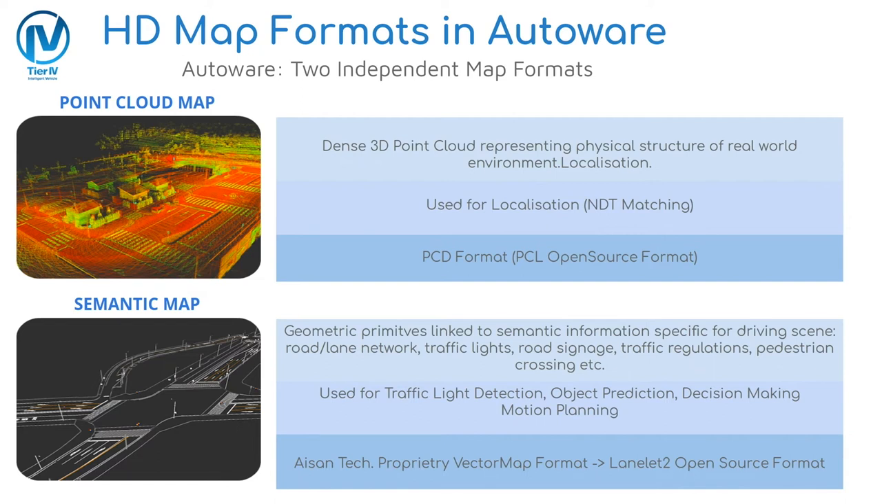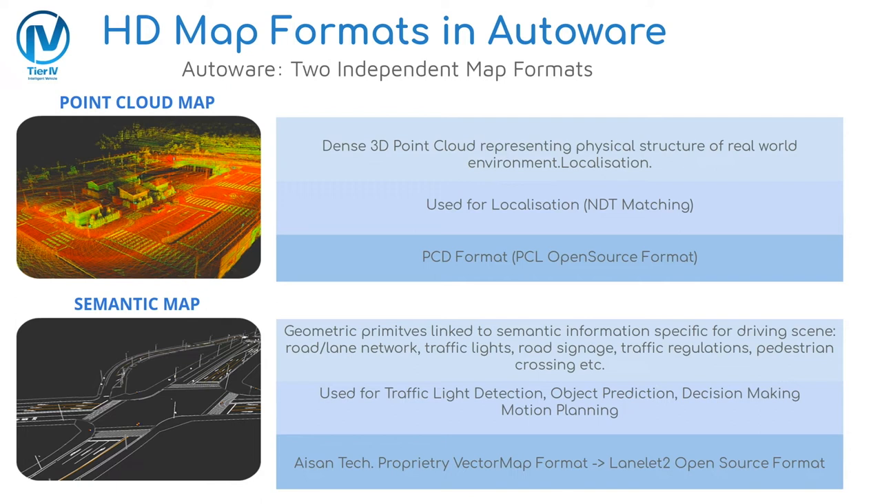So as I mentioned, the two types of HD maps used in Autoware are point cloud maps and semantic maps. Point cloud maps are dense 3D point clouds representing the physical structure of the real-world environment. They are used in Autoware exclusively for localization, specifically the matching of current LiDAR data to the dense 3D representation of the environment. This data is stored in PCD, or point cloud data files, a format introduced by the open source software project PCL, or Point Cloud Library.